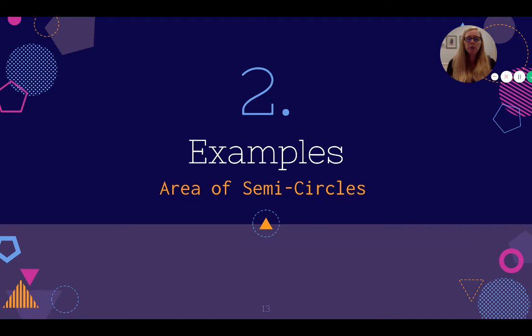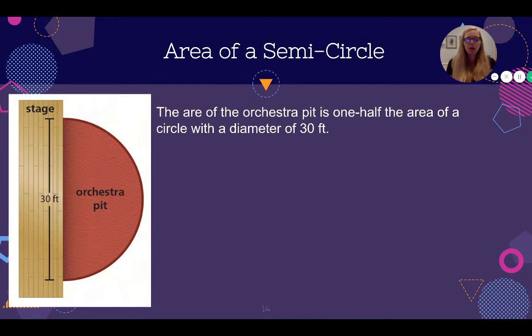All right, example number 2. Now we're moving on to semicircles. With a semicircle, there's not going to be a new formula. You just need to understand the relationship between a full circle and a half of a circle. So we're still going to be using area equals pi r squared, but now we just need half. So we're multiplying pi r squared times 1/2.